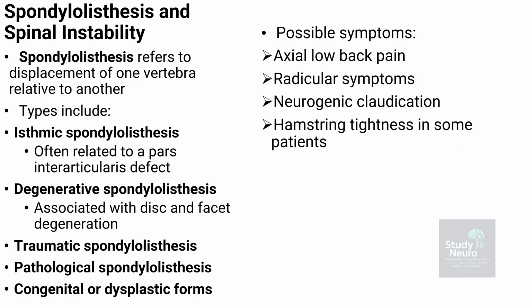Spondylolisthesis describes the displacement of one vertebra in relation to another. It can develop for different reasons, including a defect in the pars interarticularis or degeneration of the discs and facet joints. The symptoms depend on the degree of displacement and whether the nerves are compressed. Patients may experience axial low back pain, while some develop radiating leg symptoms or neurogenic claudication. Hamstring tightness can also occur, particularly in certain forms of spondylolisthesis. The underlying cause matters. Understanding the type of spondylolisthesis helps guide further assessment and treatment.